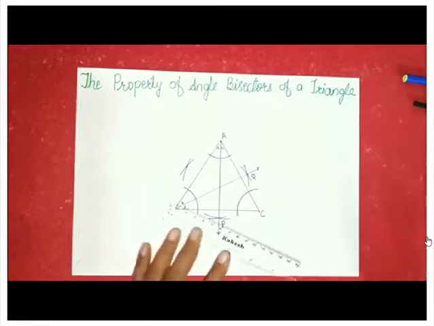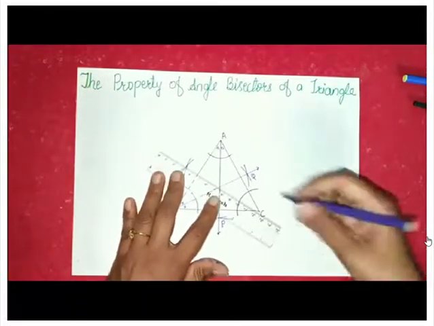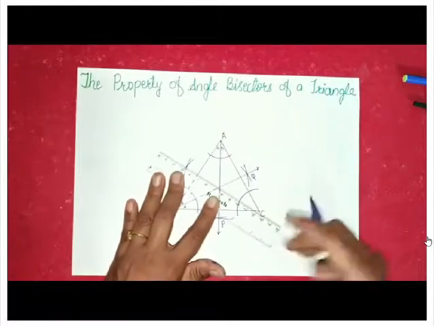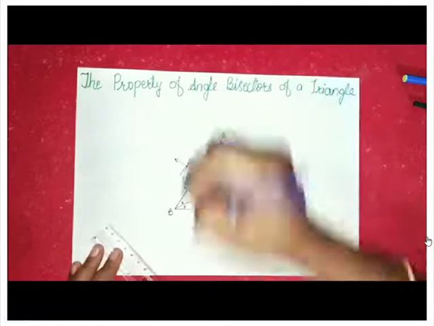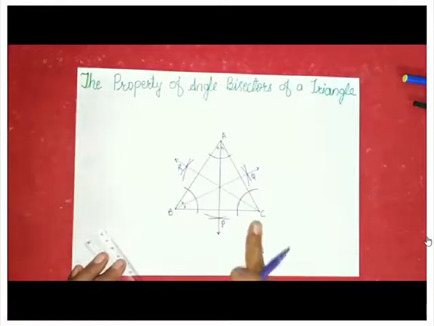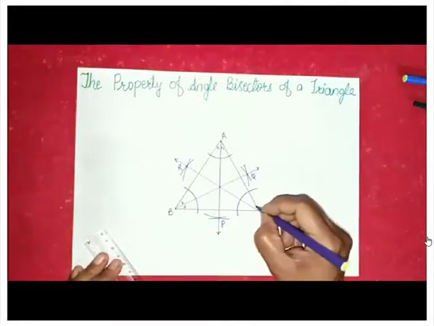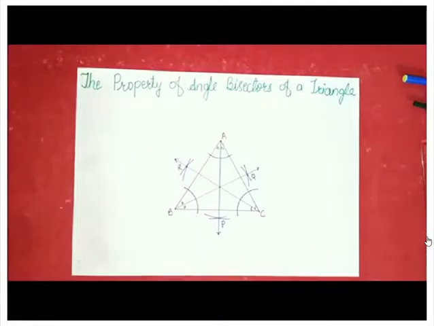Then take the scale. Join this intersecting point with vertex C. See, draw the ray like this. Give the arrow. Give the name R over here. Now, ray CR is angle bisector of angle C. These two parts are congruent. Put the symbol of congruency like this.